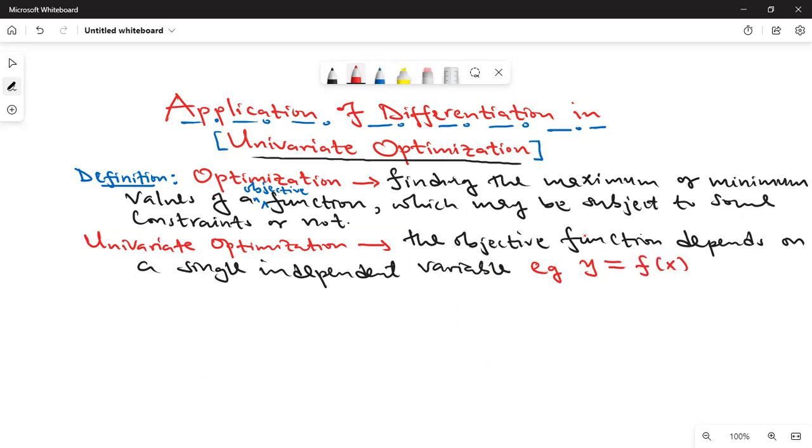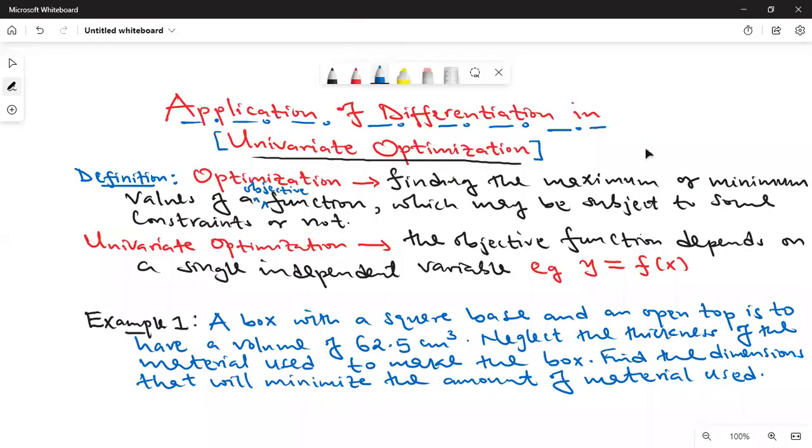So having explained what we mean by optimization and univariate optimization, let us look at some examples to be able to illustrate this concept of differentiation in optimization problems. So I'm going straight away to example 1. I want us to look at 2 or 3 examples. So we start with example number 1.